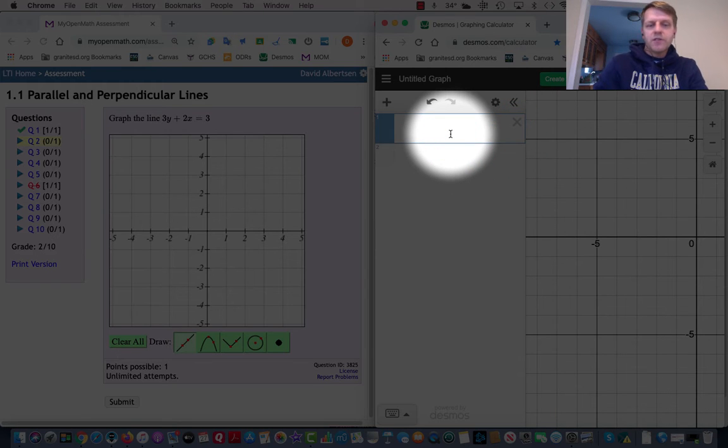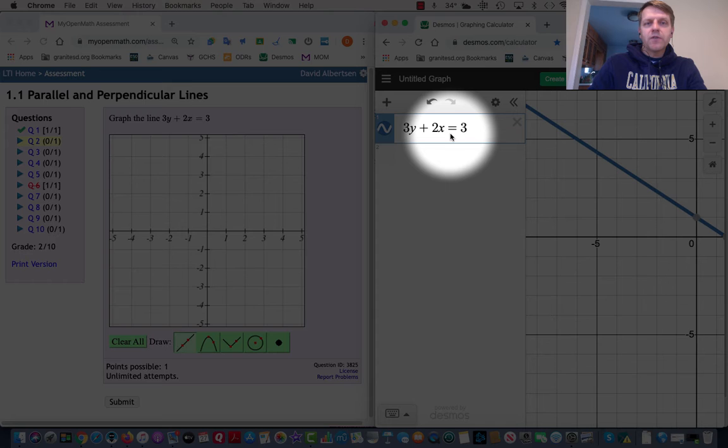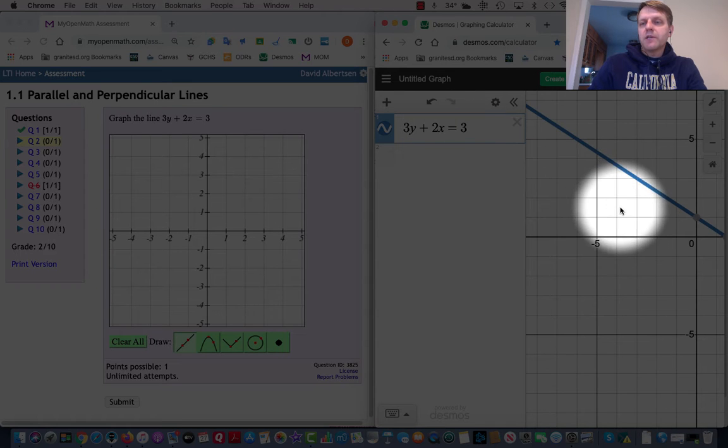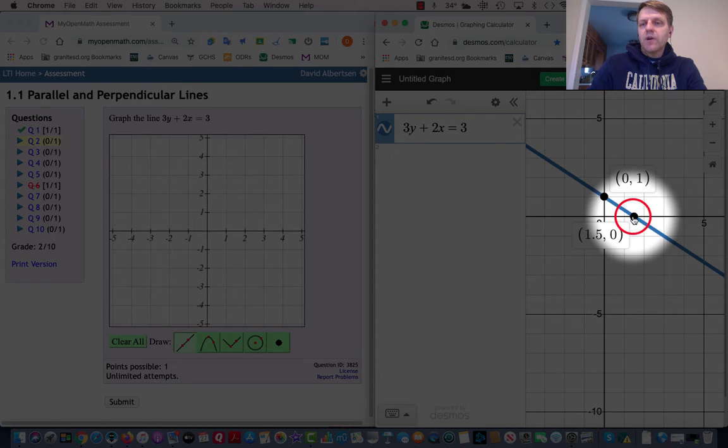Let's try this one. This says graph the line 3y plus 2x is equal to 3. So I've taken the equation here from the problem and typed it into Desmos. Now what does this tell me? This tells me that it starts here at 1 and it crosses the x-axis at 1.5.